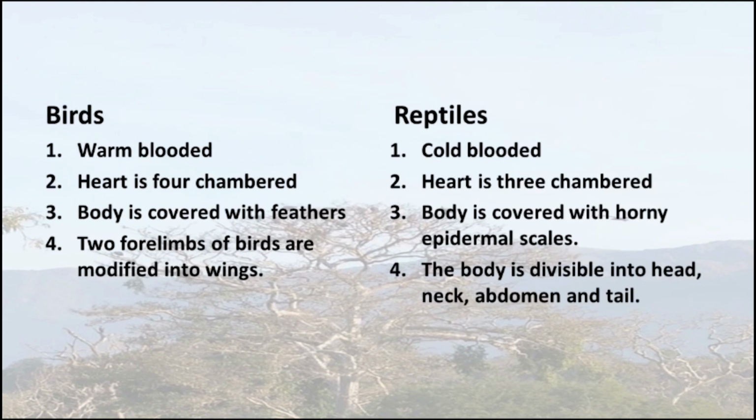Now let's see the difference between birds and reptiles. Birds are warm-blooded, whereas reptiles are cold-blooded. The heart is 4-chambered in birds. The heart is 3-chambered in reptiles. The body is covered with feathers in birds. The body is covered with horny epidermal scales in reptiles. The two forelimbs of birds are modified into wings, whereas in reptiles, the body is divisible into head, neck, abdomen, and tail.